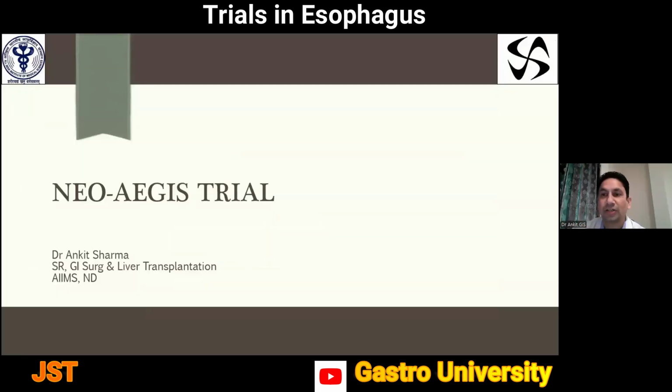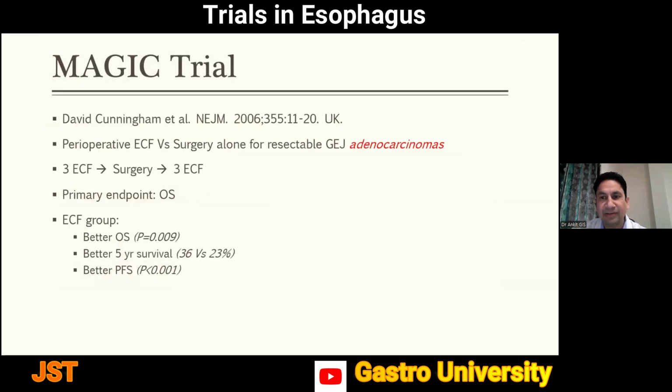Good morning, sirs. Sir has already introduced me. So I thank you, Kapoor sir and Murugappan sir, for giving me this opportunity. Before moving on to the Neo-AEGIS trial proper, I would briefly comment on these trials. Murugappan sir has already introduced these trials. The MAGIC trial compared 3 cycles of ECF before surgery and 3 cycles after surgery. And for a long time, it was the standard of care after this trial was published.